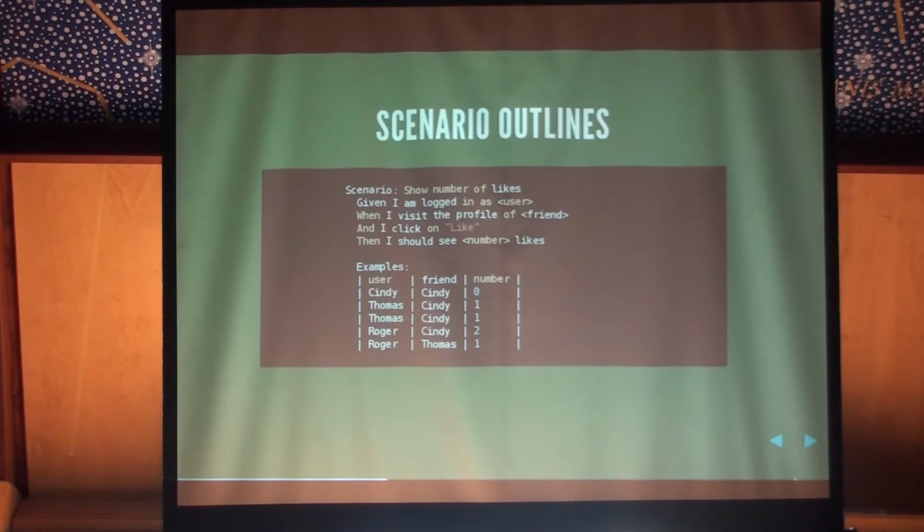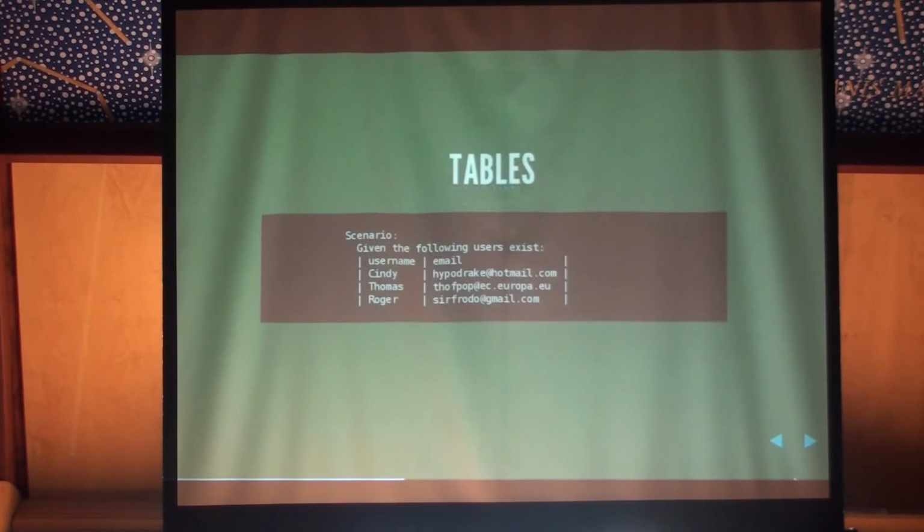Then if Roger likes Stanley, then the number increases. If Roger likes Thomas, then Thomas likes us also. So this is a very simple test, but it's actually testing a whole range of conditions that we have programmed into our like module. So this shows the power of the system development.